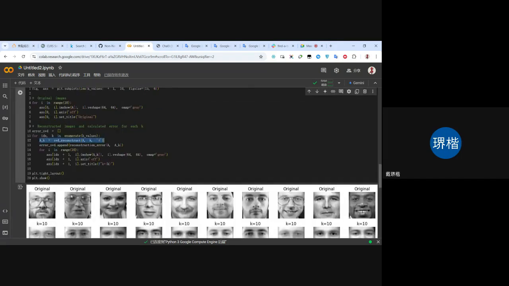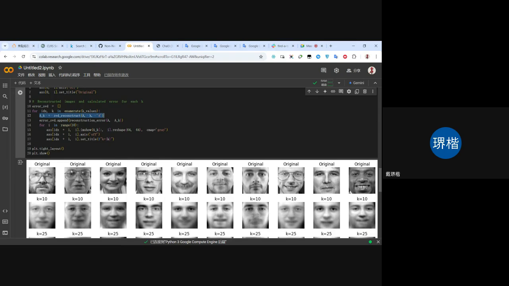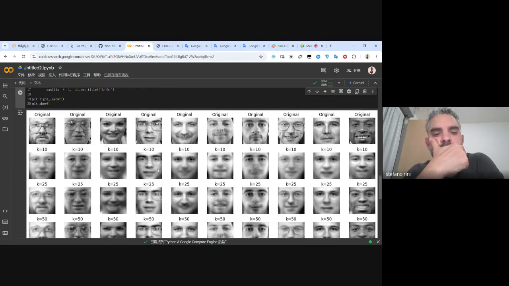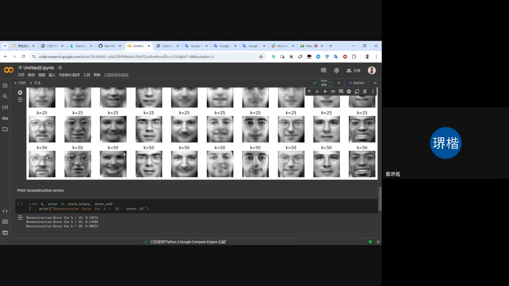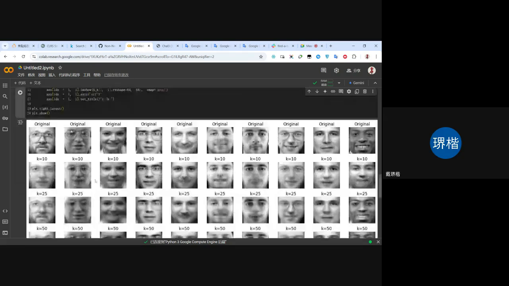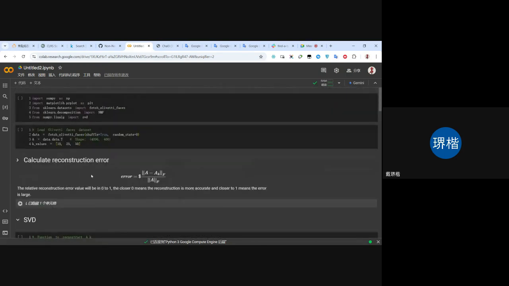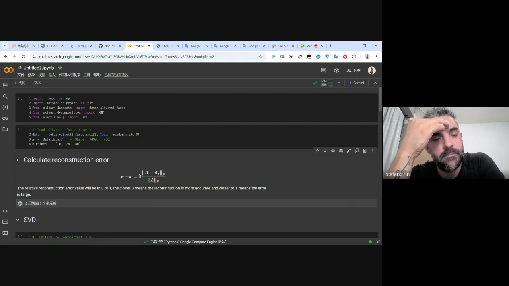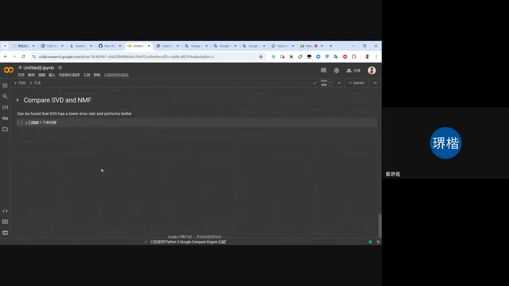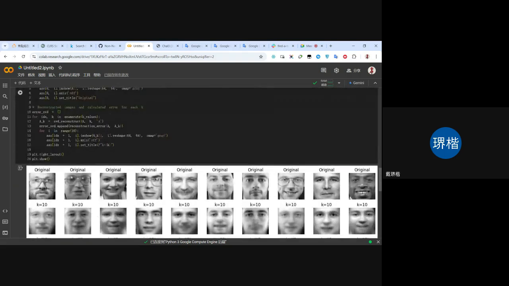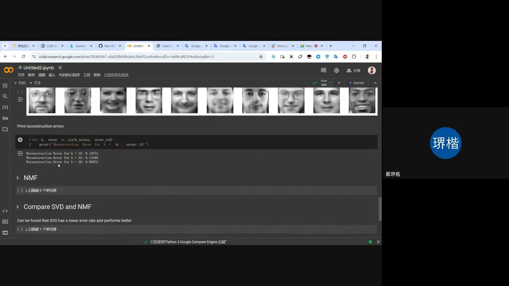This is the AK result. Okay, this makes sense. This makes sense. Then we print the reconstruction error. I use this function. Then we can find that as K increases, the error is reduced.